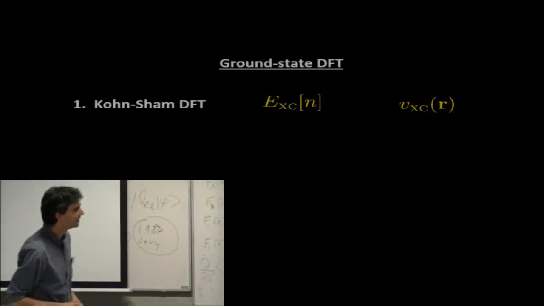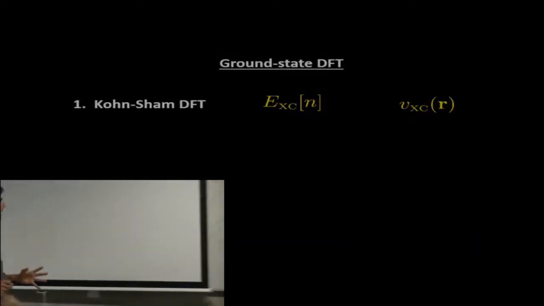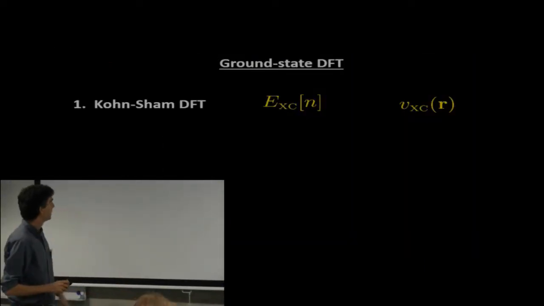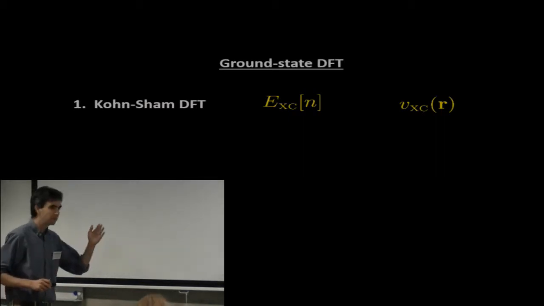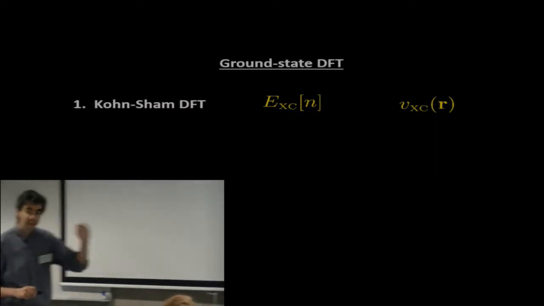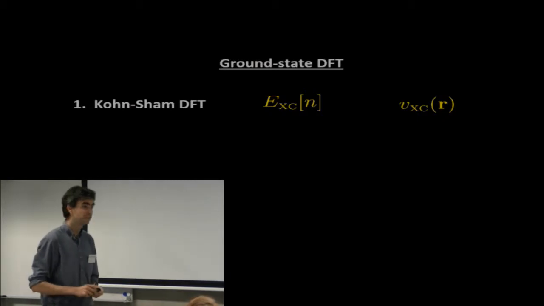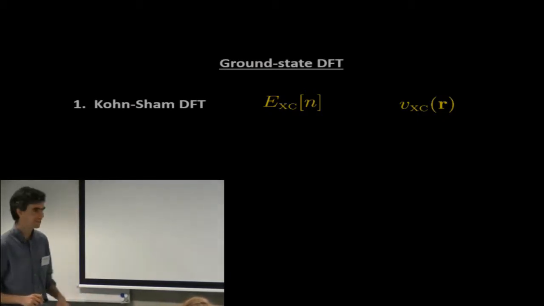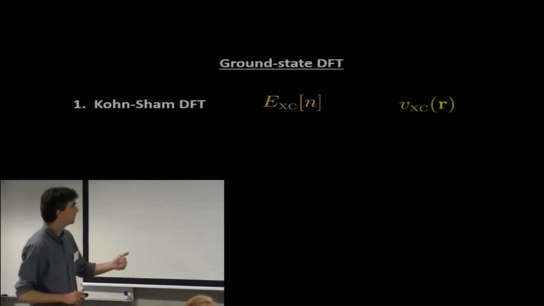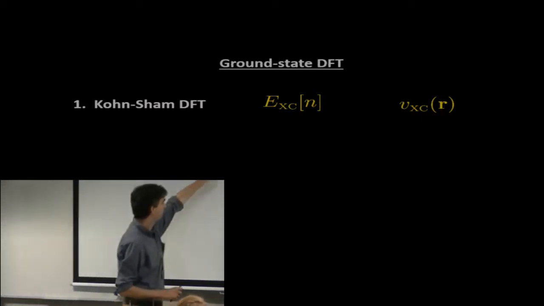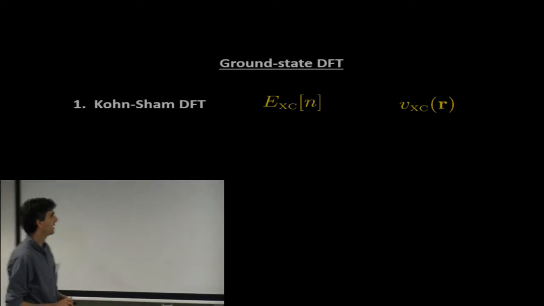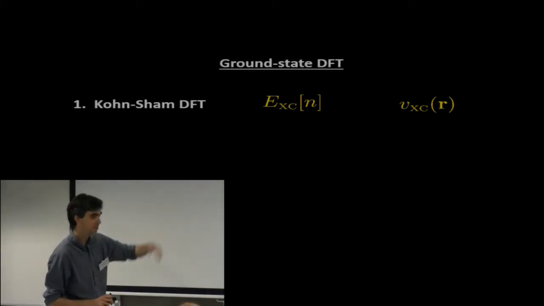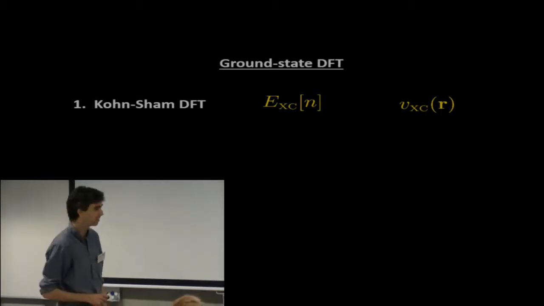On this slide, I want to go over a few exact reformulations of density functional theory. The first three we've learned in this workshop. Kohn-Sham DFT, where the quantity to approximate is the exchange correlation energy, and then you get the exchange correlation potential as the derivative.